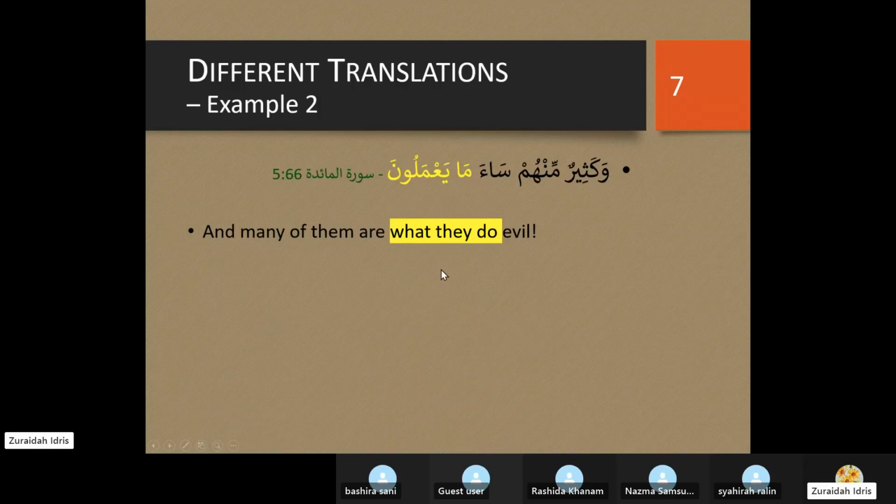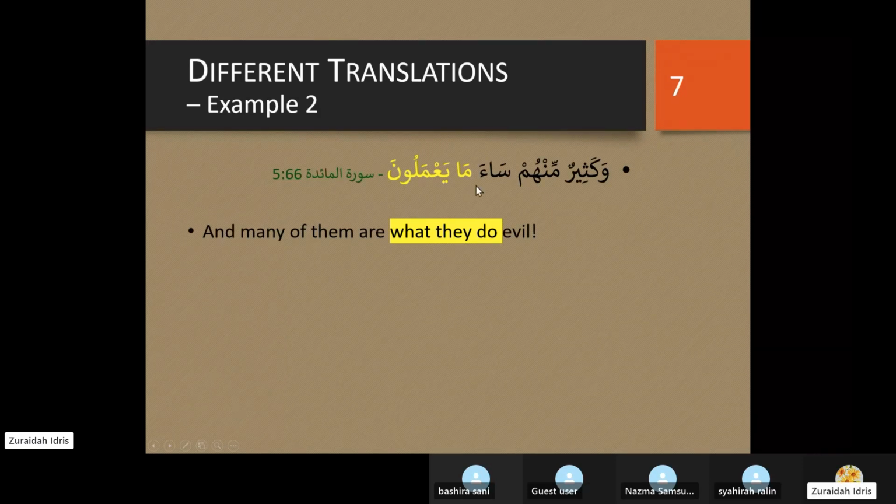Now, this is a problematic translation, okay? Because ma can also be ta'ajjubiyah here. So sometimes people translate it as, "and many of them, how terrible is whatever they do." That's another way of translating this. But I'm doing this the way that I feel will help you understand, okay? So, and many of them, وَكَثِيرٌ مِّنْهُمْ, many of them, minhum, of them, not from them. You can also say, and many from them.